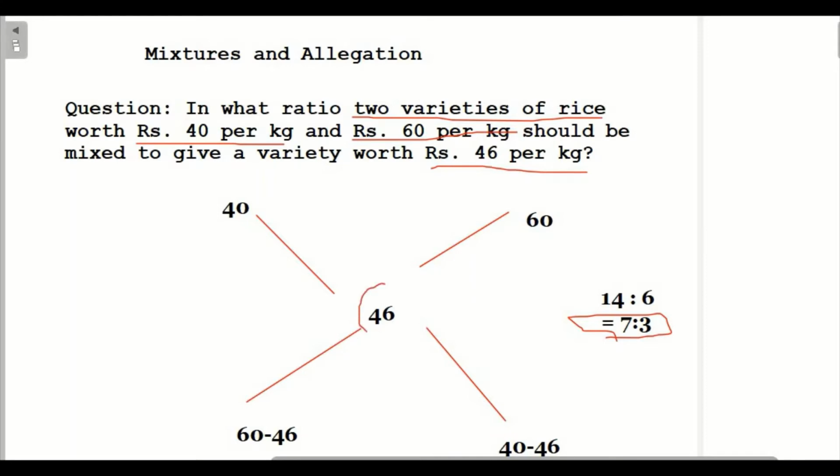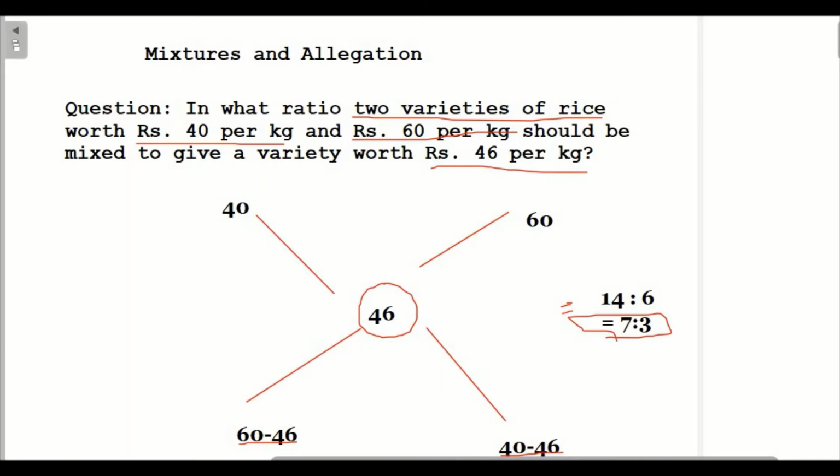So first we have to write the variety that we need to get. Then second, we have to write the two varieties that we already have. So we have to cross subtract the values. So 60 minus 46 and 40 minus 46. So you got the values, that is 14 is to 6. So we have to divide it by a common number, and that is 7 is to 3. Okay, it's a very easy sum.